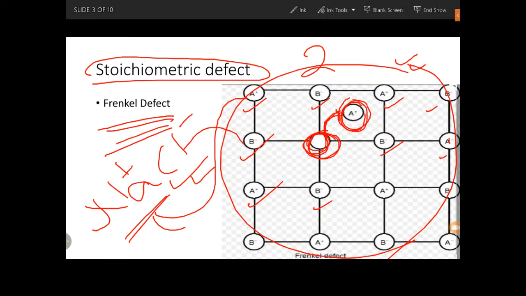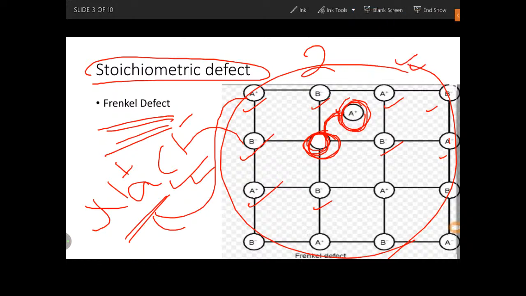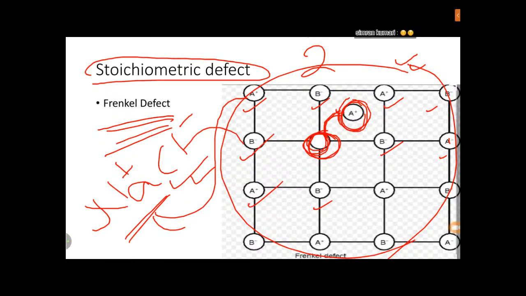Okay, Abrato said something. So that means it goes completely out of the crystal? Yes, you are correct. It goes completely out of the crystal, so it is lost for it. Simran is very happy. I guess he is understanding too much.